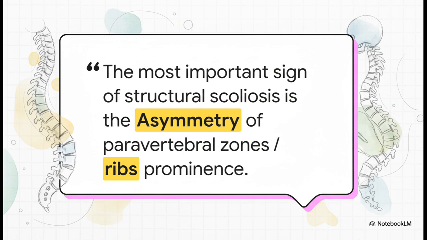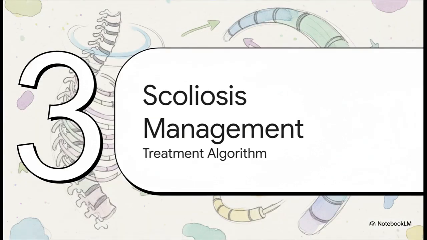And this really hammers it home. What's the number one most important clinical sign you need to have burned into your brain? It's that asymmetry, that rib prominence, that paravertebral rib hump. When you have your patient do the Adams forward bend test, that's the money shot. It's the cardinal sign that screams structural scoliosis. So you've diagnosed it, now what?